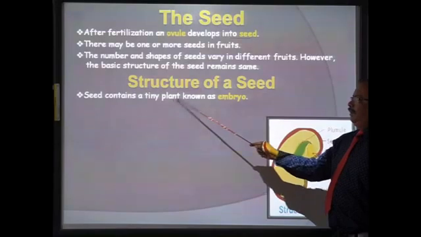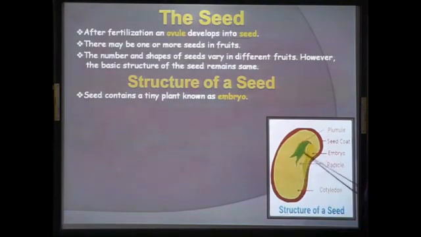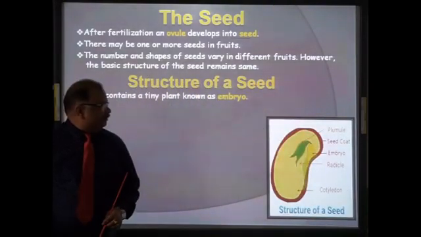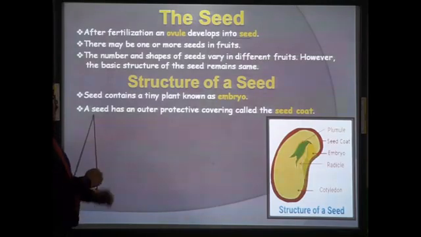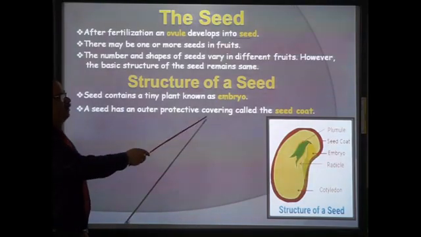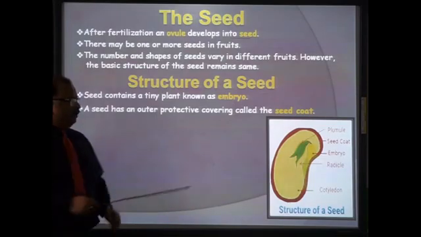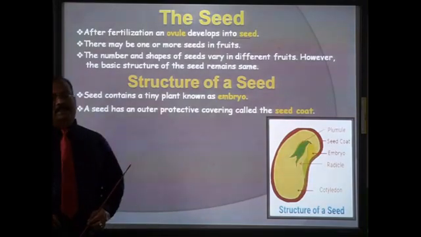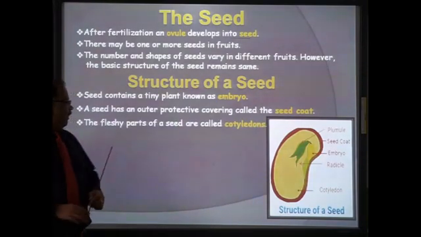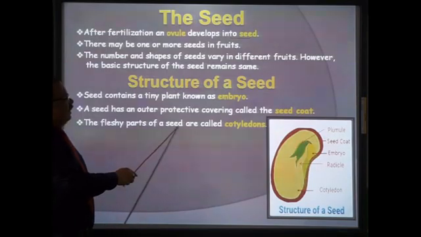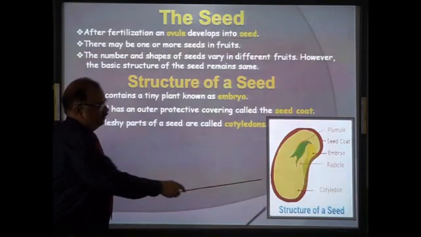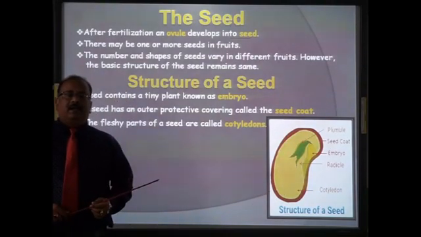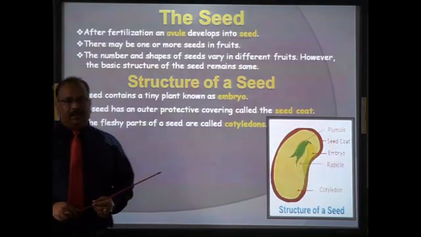A seed contains a tiny plant known as embryo. I was talking about this portion. This is the embryo. It is also called the baby plant. Now here, a seed has an outer protective covering, and that is the seed coat. Next one, the fleshy parts of a seed are called cotyledon. So this is called cotyledon. Okay? So there may be one cotyledon or two cotyledons.